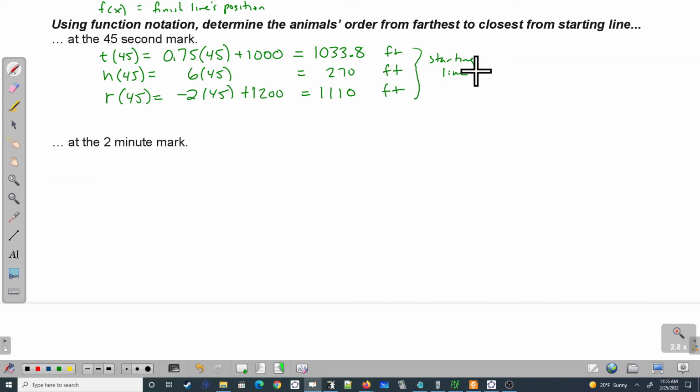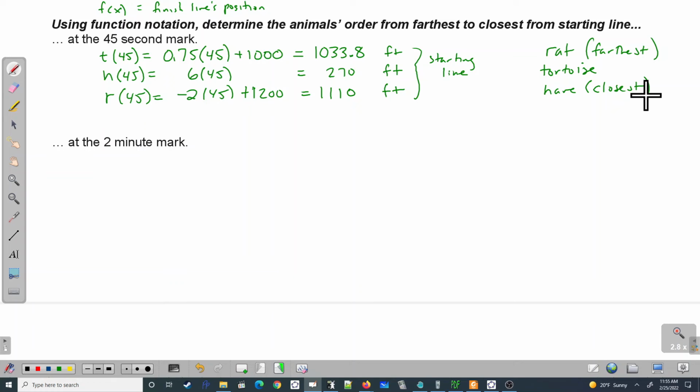So one of the questions I simply want to know is, who's winning the race as of right now? And you can see that the rat is farthest away from the finishing line. Tortoise is not that far behind, but at the 45-second mark, the hare is closest to the starting line, which means the hare is coming in third place as of right now.